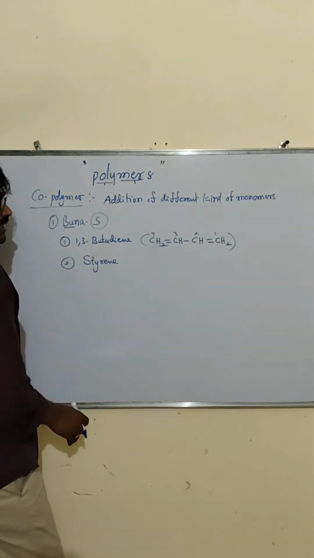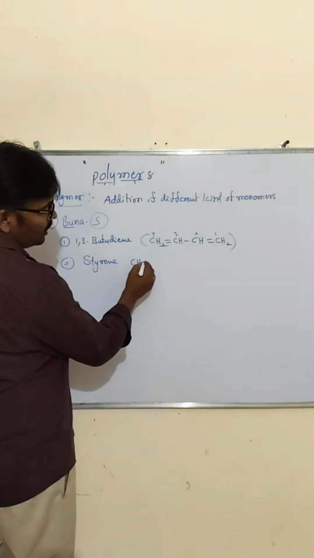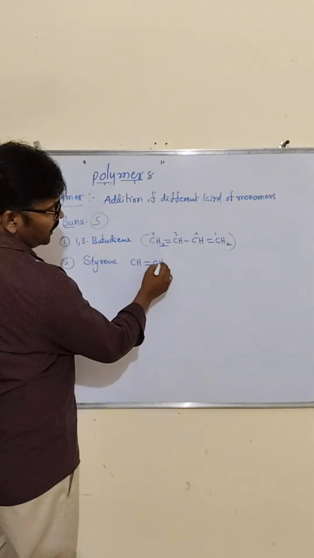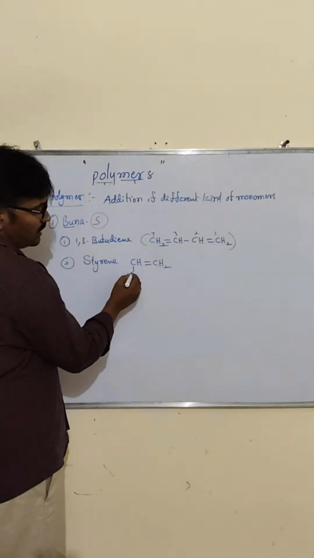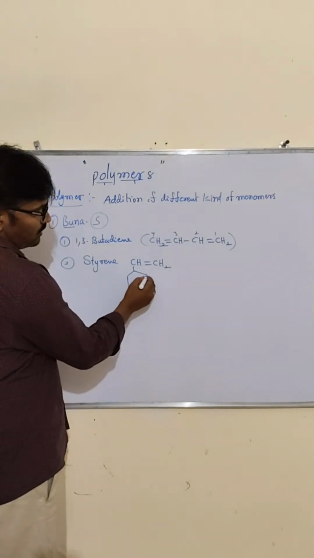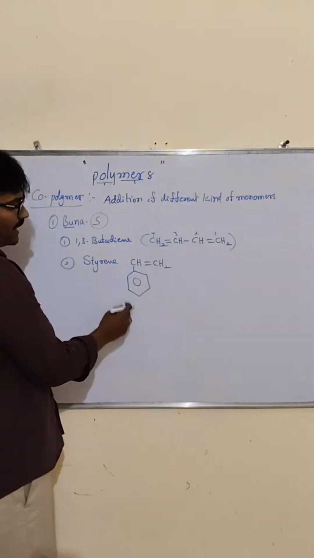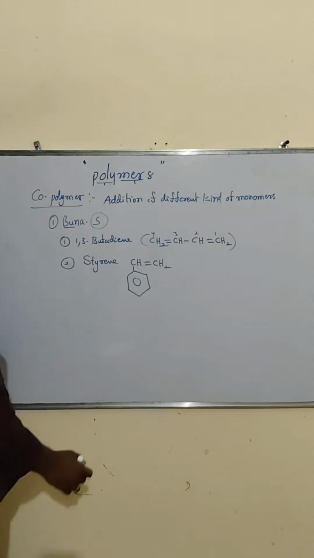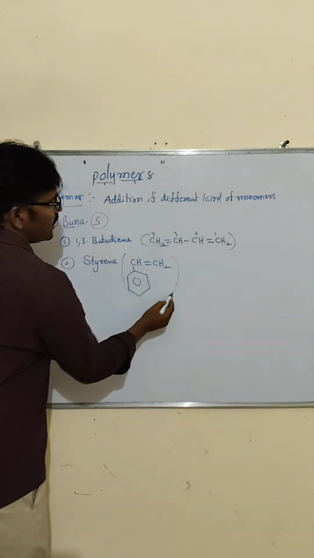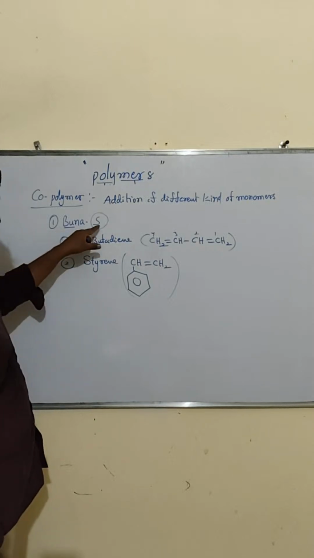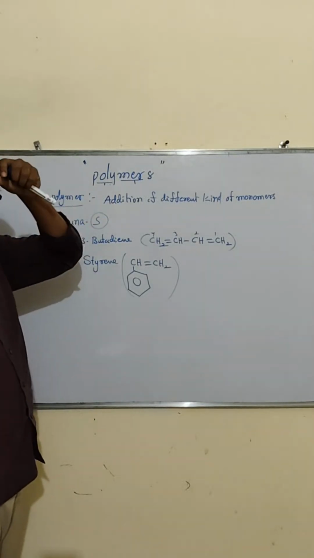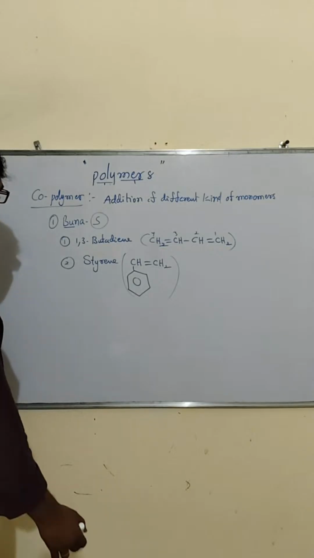Styrene is also a derivative of ethene. CH=CH2 is there, and a benzene ring, a phenyl group, is attached there. This is what we call styrene. When these two undergo addition, a synthetic rubber called Buna S is formed. How is it formed?